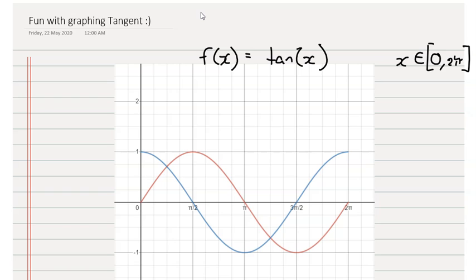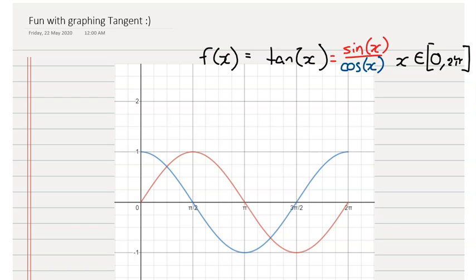Now, have a think back to the way in which tangent relates to the sine and the cosine function. So you may recall that the tangent of x can be defined as the sine of x divided by the cosine of x. And this is really important because the behavior of the sine and the cosine function and their relationship as the quotient is going to define what the tangent will look like when we graph it.